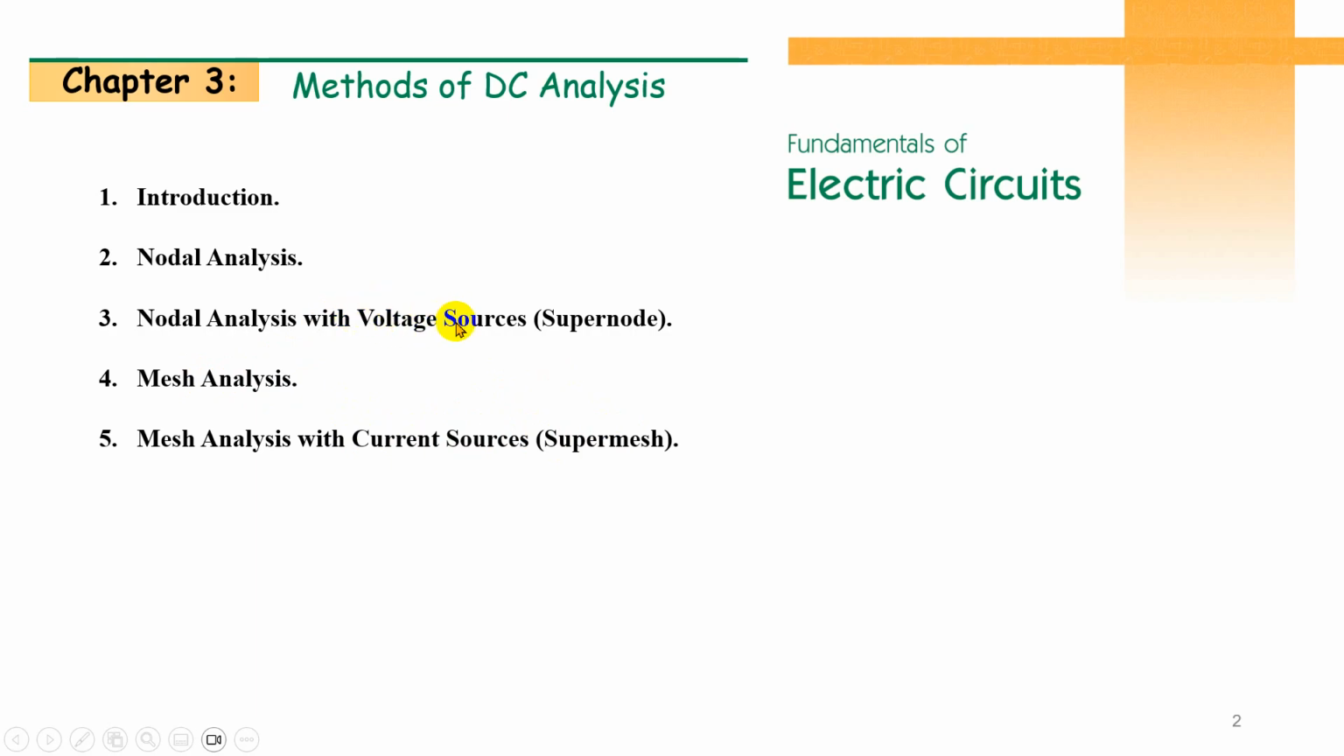If node analysis has a voltage source, it is called a super node. So generally, which sources do we have in node analysis? Current sources. In mesh analysis, which sources do we have? Voltage sources. Here also I will delete super mesh. So we are studying only two topics now: node analysis and mesh analysis.